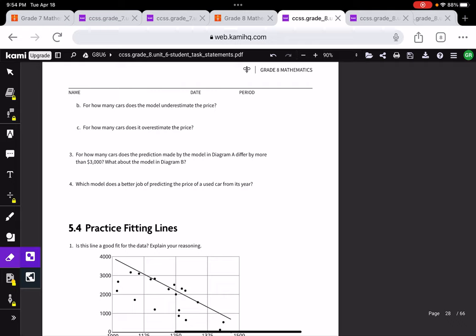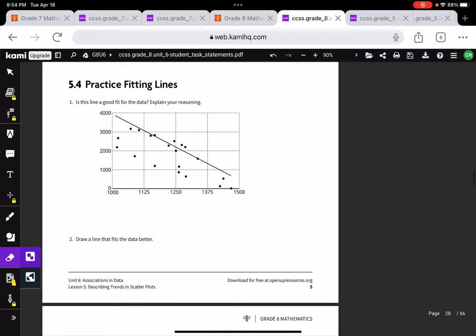So it says, which model does a better job? It doesn't even ask us to explain. I guess all we have to do is say, and I guess it's A. And then finally, guys, 5.4, practice fitting lines. Is this line a good fit for the data? Explain your reasoning. Number 2 says, draw a line that fits the data better.